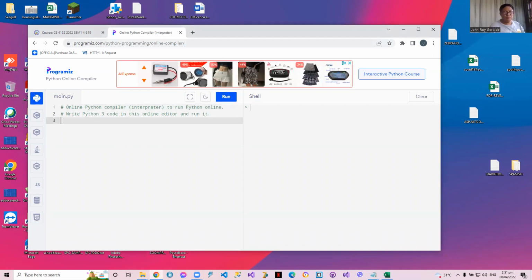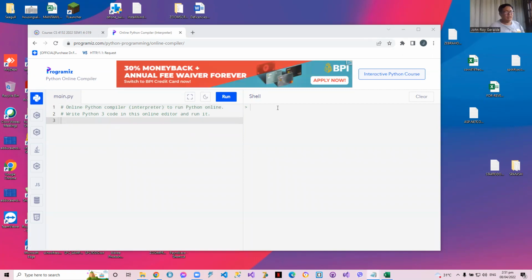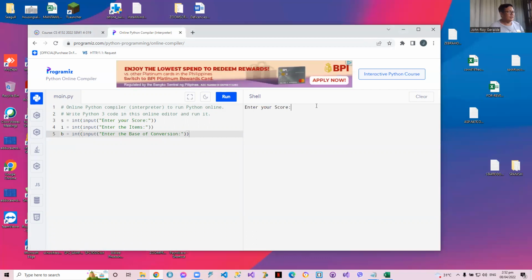If you don't know Python, input is the command to ask input from the keyboard, right? So I am asking here three variables: S as the score, I as the items, and B as the base of computation. In Python, when you use input, the return is a string. Python is typeless, so you don't declare variable types. If you run this, it just asks for input.